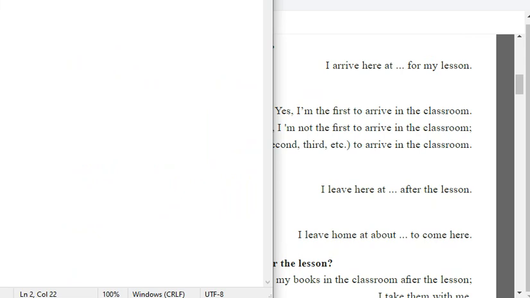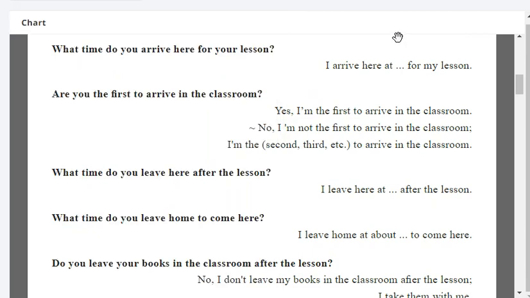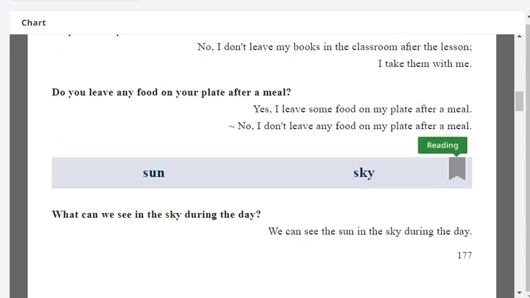What time do you leave home to come here? I leave home at about 7:30 to come here. Very good. Do you leave your books in the classroom after the lesson? No, I don't leave my books in the classroom after the lesson. I take them with me. Do you leave any food on your plate after a meal? Yes, I leave some food on my plate after a meal.